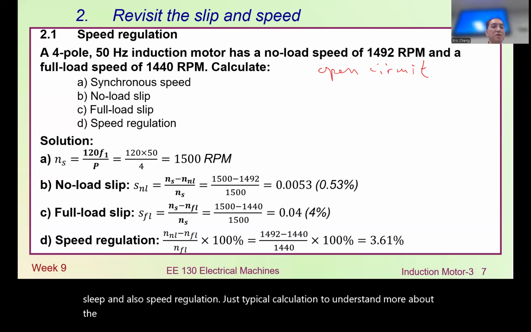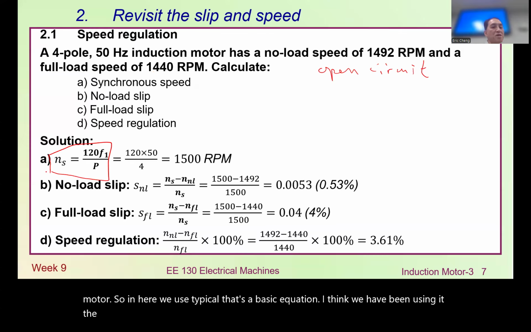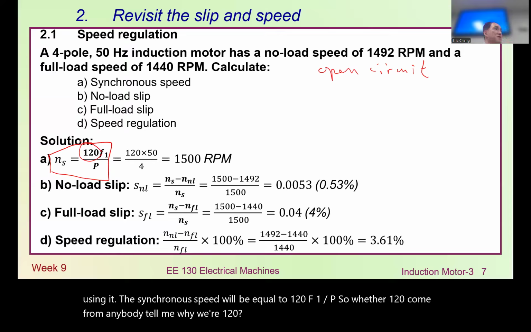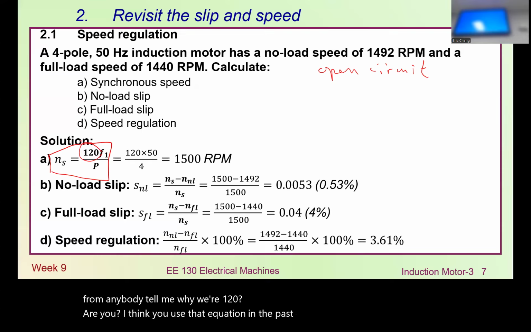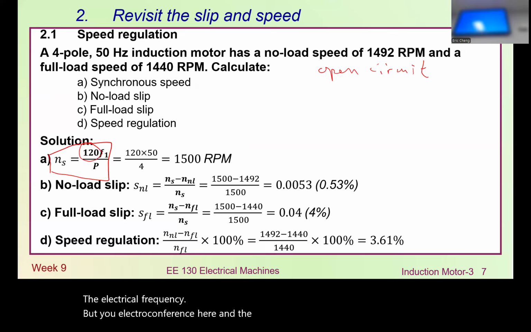So here we use the basic equation that we have been using. The synchronous speed is equal to 120 F1 over P. So where does the 120 come from? Can anybody tell me why 120? I think you used that equation in the past, right? F1 is the input frequency, the electrical frequency. But electrical frequency and mechanical speed are different by the pole pair, right? Can anybody give me a hand with how that equation comes about?